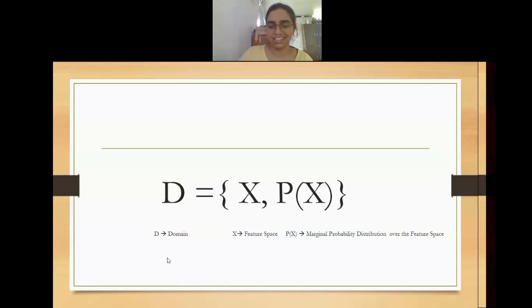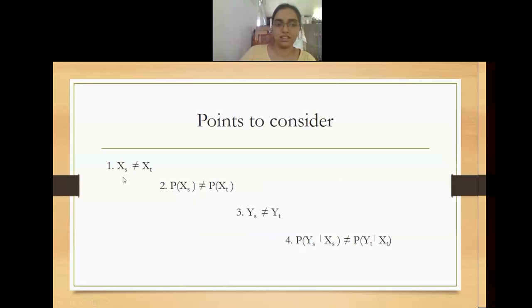So basically, anything you take, there's a domain where X is your feature space and P of X is the marginal probability distribution. So any domain you consider, a domain is equal to X comma P of X. This is how you represent it. So always make sure that your source and target are not the same. The probability distribution is different, the output is different, and the conditional probabilities are also different.